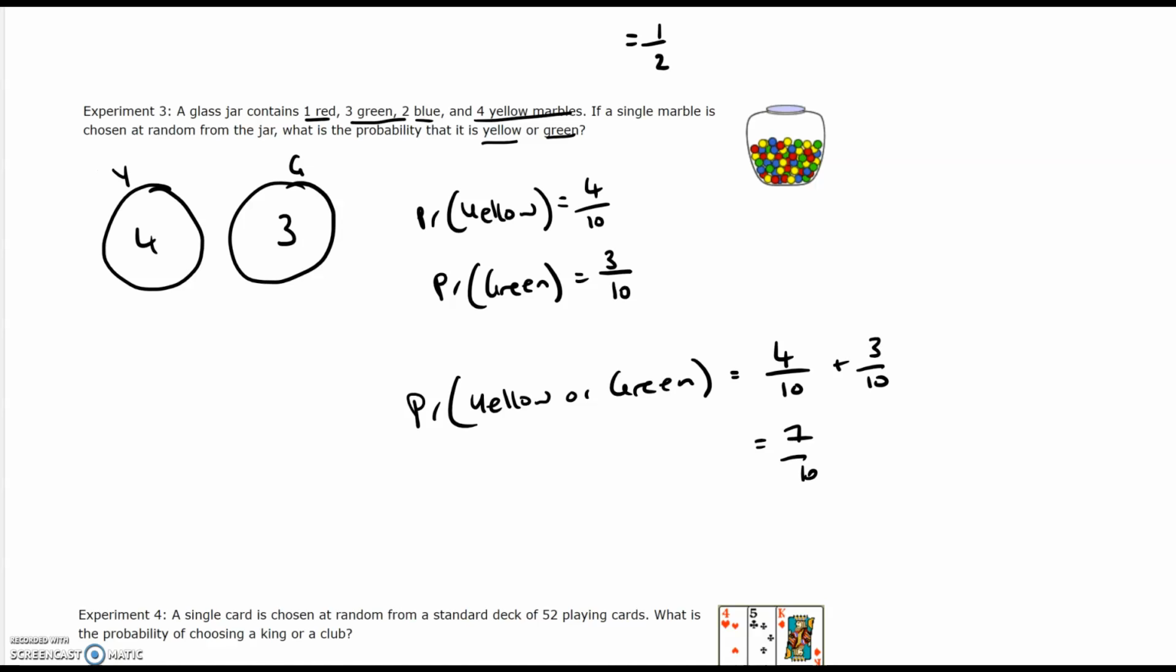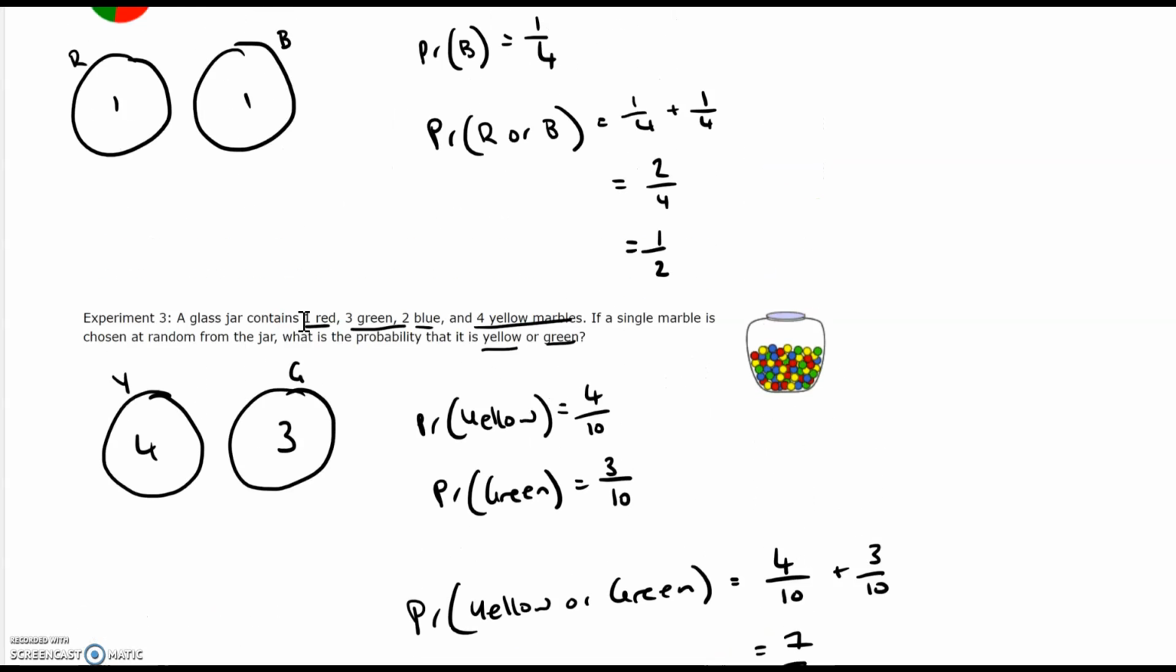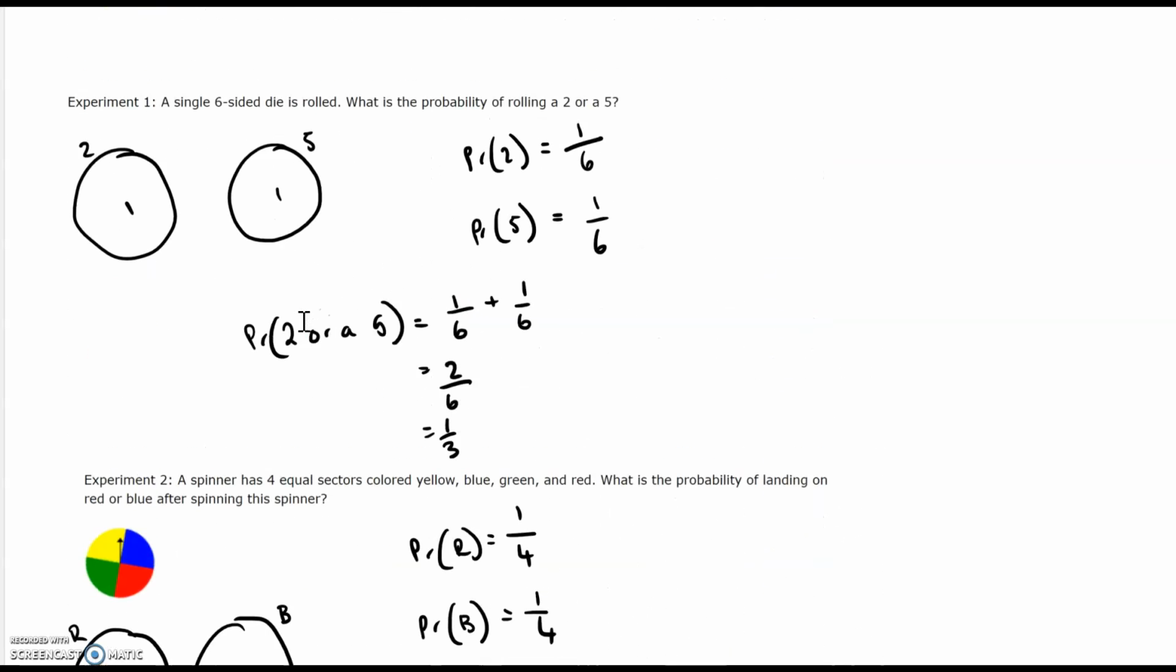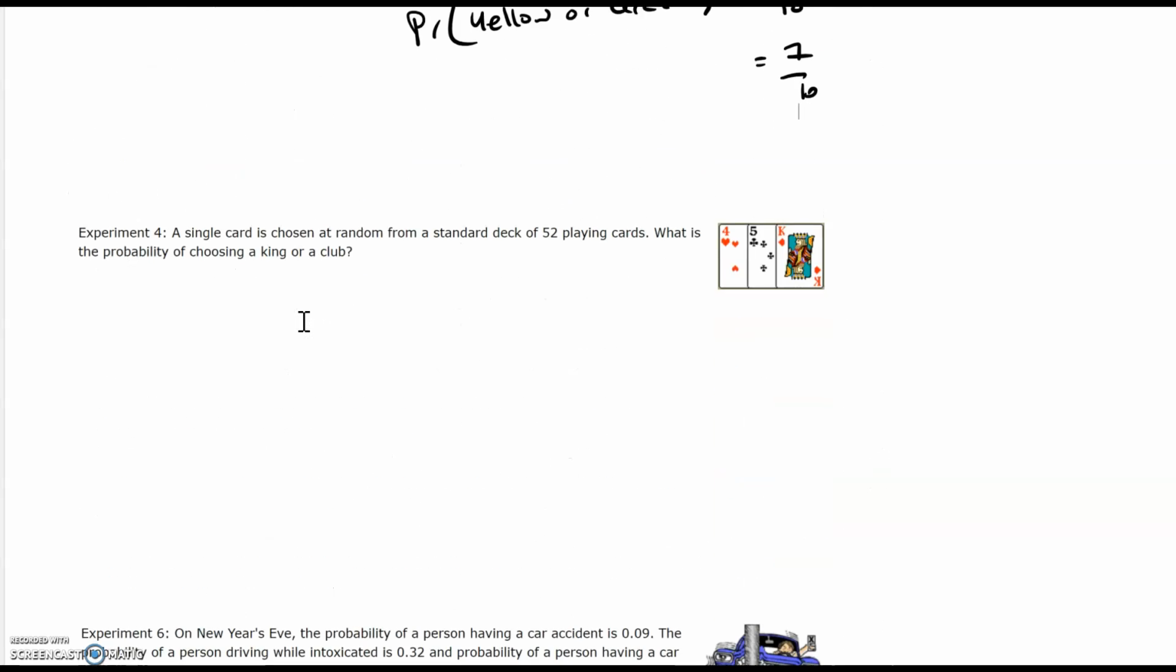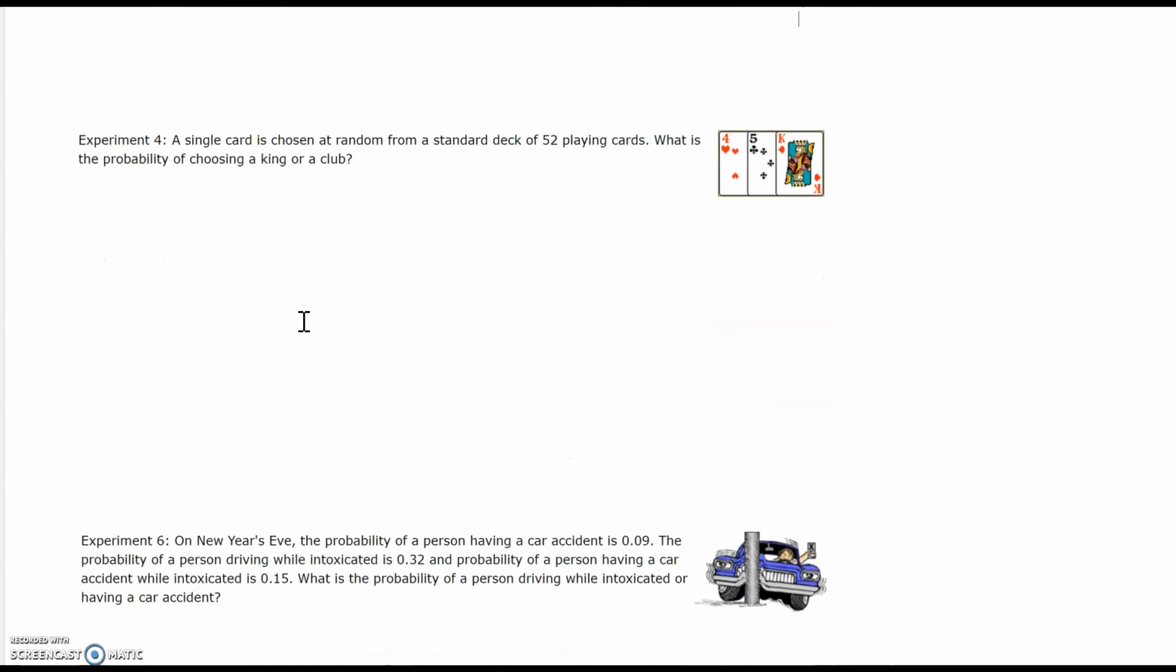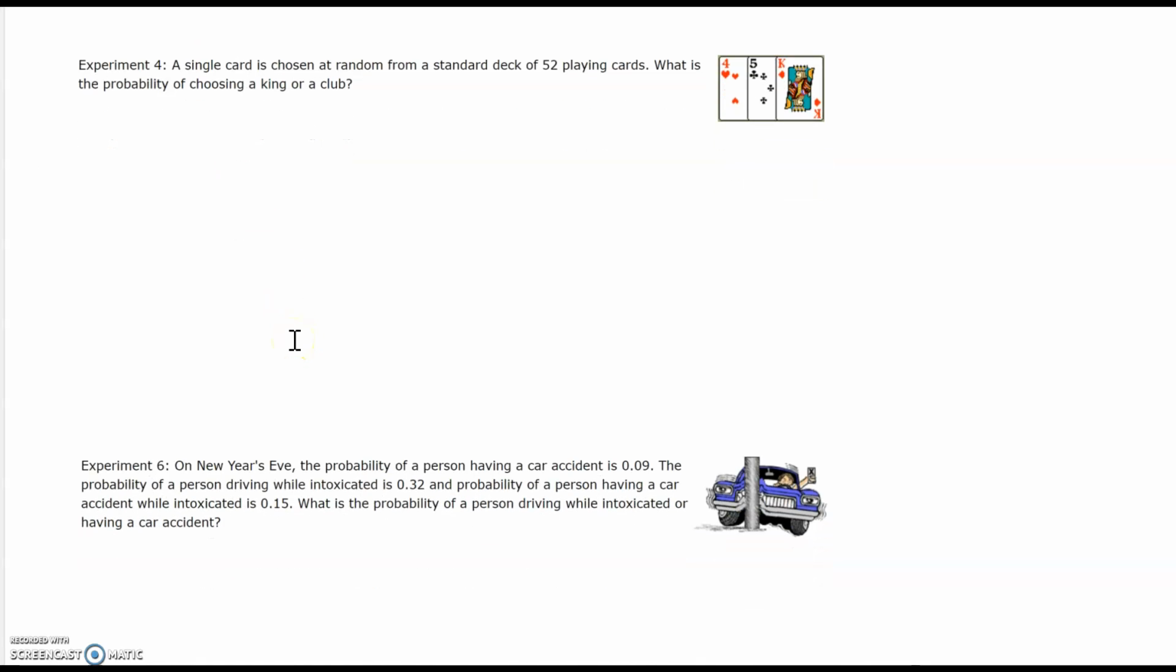So far, all of the events we've looked at are mutually exclusive, and you can work out the probability of putting them together by just adding them, which is really easy. But now we're going to look at a not mutually exclusive one. A single card is chosen at random from a deck of 52 playing cards. This is quite similar to one of the examples we looked at the other day. What is the probability of choosing a king or a club?